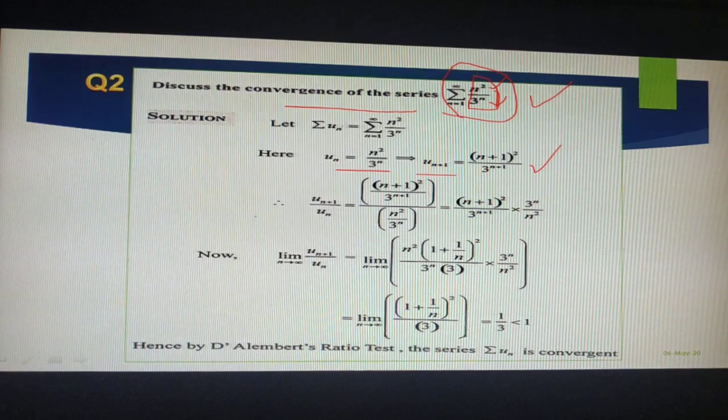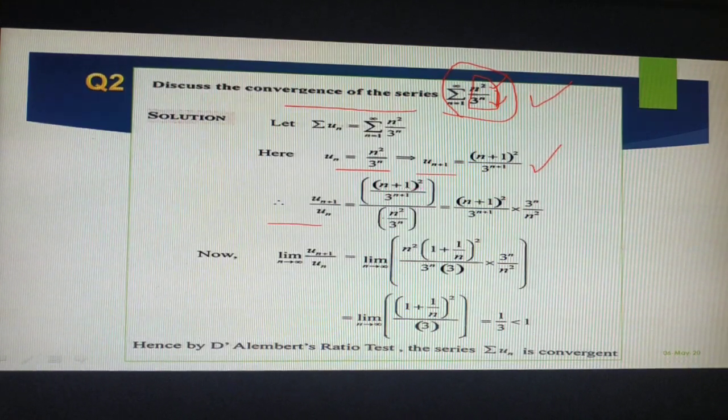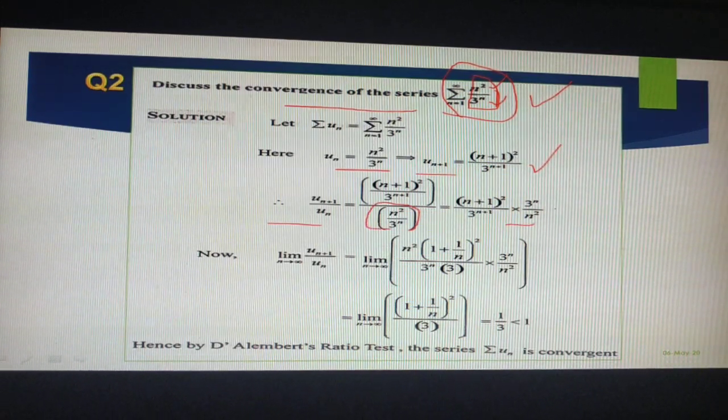Anyway, we want to do the same problem with the help of the D'Alembert ratio test. We have un plus 1 and un, so take their ratio as usual. This n square by 3 to the power of n, when it goes to the numerator, will be reversed. Then 3 power n into 3, and in that case 3 power n will get cancelled. This and this will get cancelled. Here also, if I take n as a common, n square into 1 plus 1 by n whole square, so at that time this n square will get cancelled.